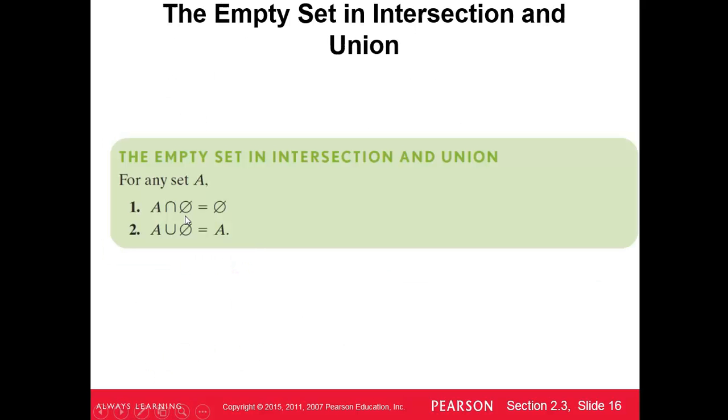A little side note then, if you think about this, it does make sense. What does set A intersect with or overlap with an empty set? Nothing. They have nothing in common. There's nothing that could overlap. On the other hand, if I have set A and I add the empty set, meaning I'm not adding anything, I still just have set A.